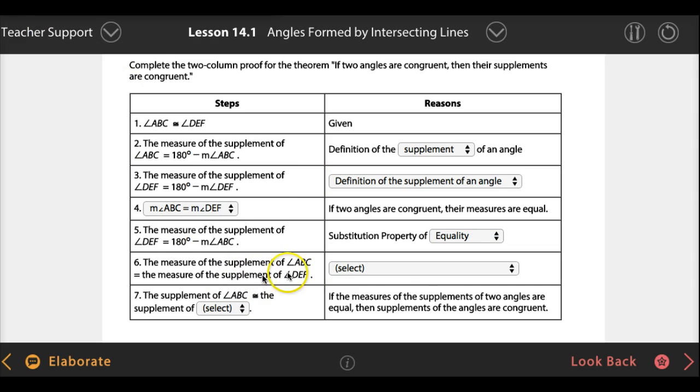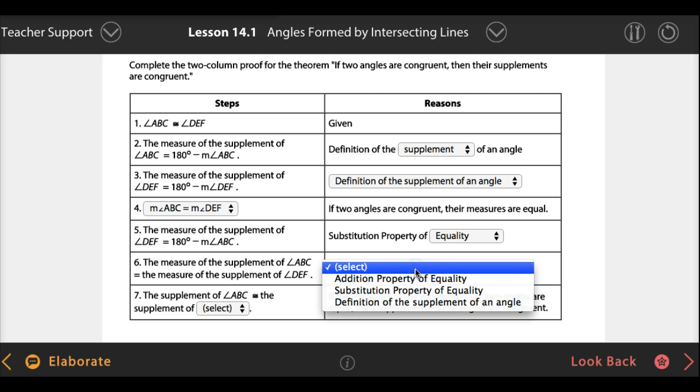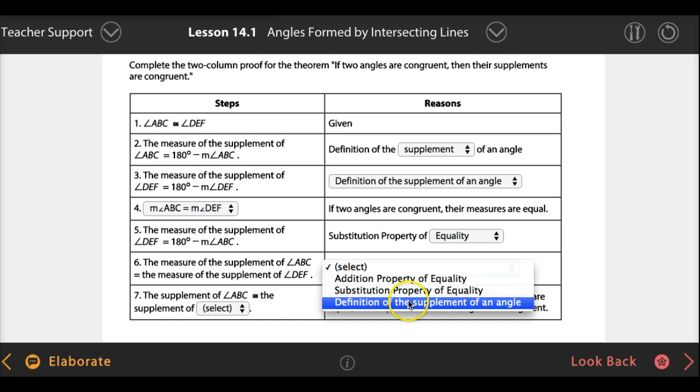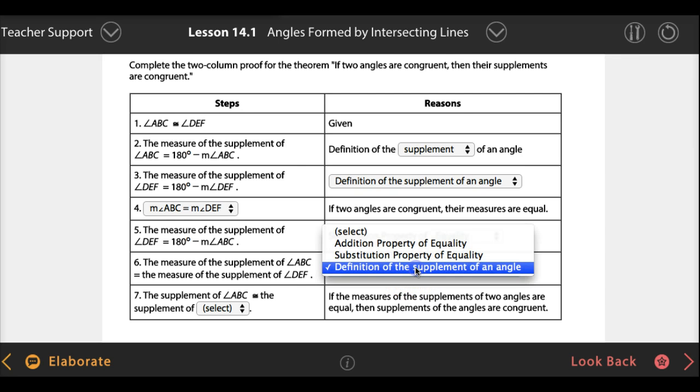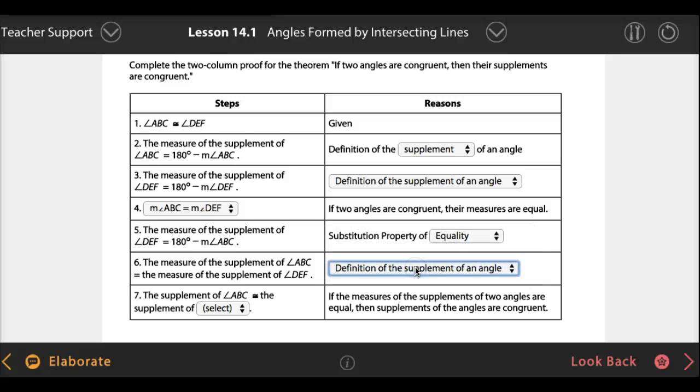Okay, so now this one, the measure is going to be the same because of what? Definition of the supplement? No. Yeah, I think so. What do you think? Addition property? No. Substitution? Oh, I think it's this one. I might be wrong on this one. I'm not sure. Okay. The supplement of angle ABC is congruent to the supplement of angle DEF.